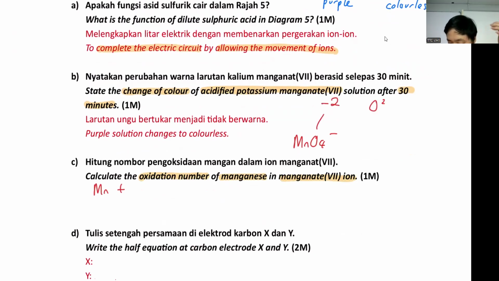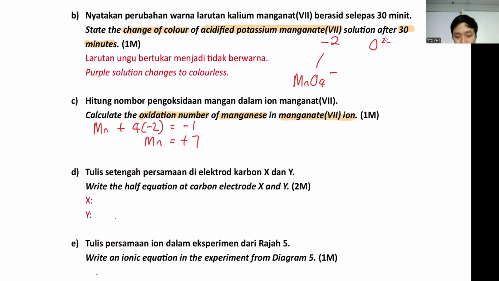Oxide is O2 minus. So you know that here you got 4 O, so you got 4 times negative 2. The whole thing is what charge? The whole thing is equal to negative 1. So for the Mn, what oxidation number will you get? Negative 8 becomes positive 8. So negative 1 plus 8, positive 7. Okay.